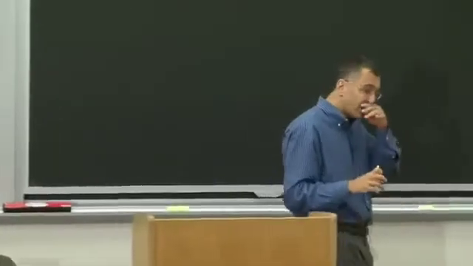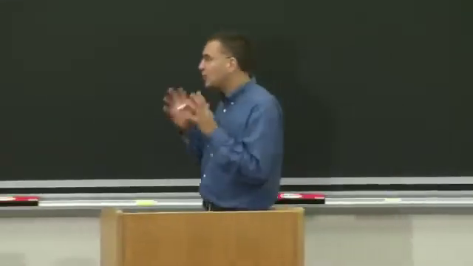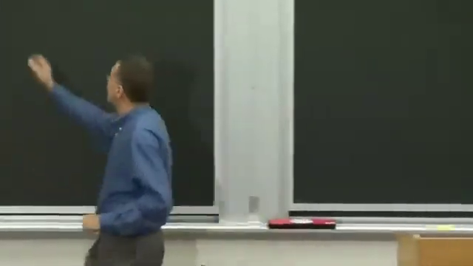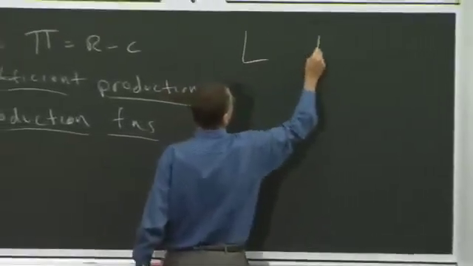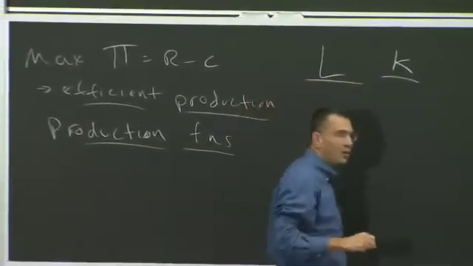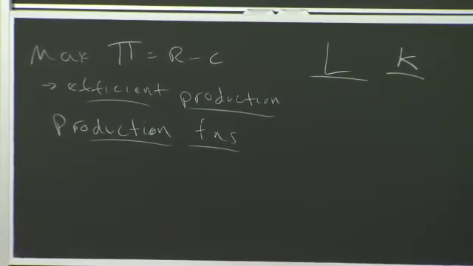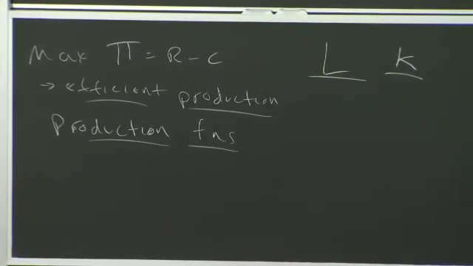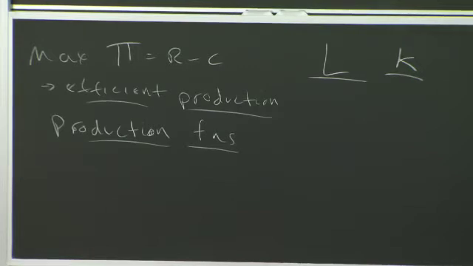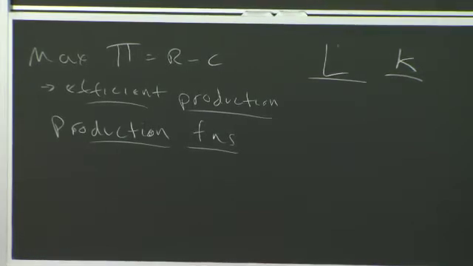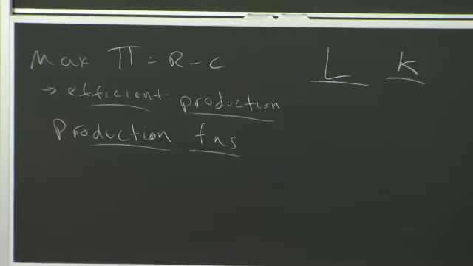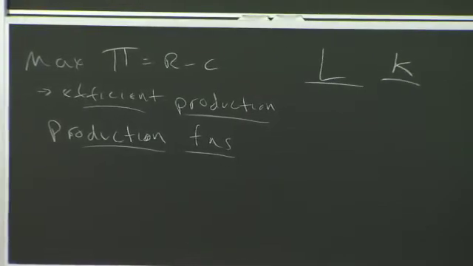Later we'll expand this, but most of the intuition you can get from thinking about this. Two kinds of inputs: labor and capital. Labor and capital are the two kinds of inputs firms use. Labor is clear. It's just hours of labor, hours of work in production.